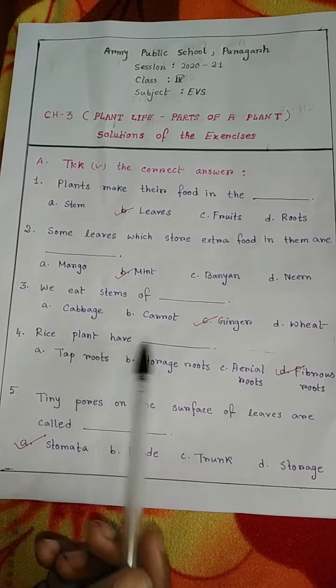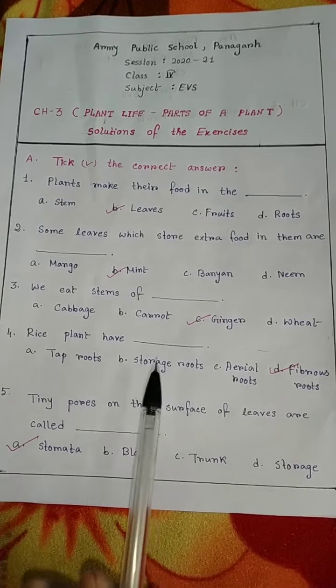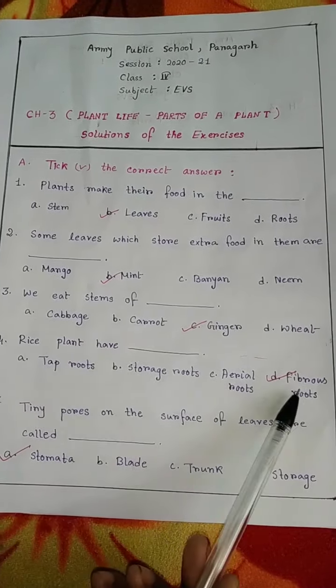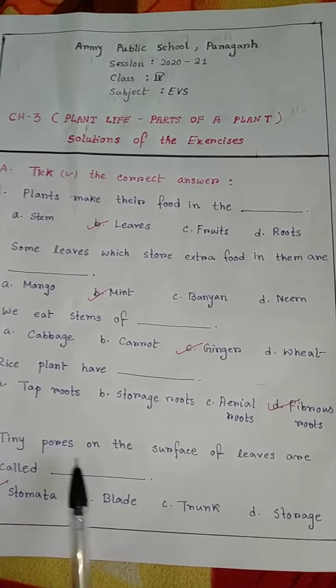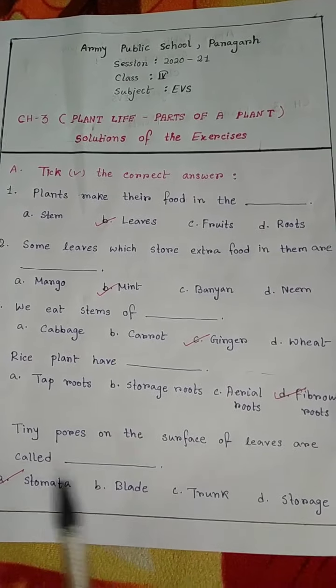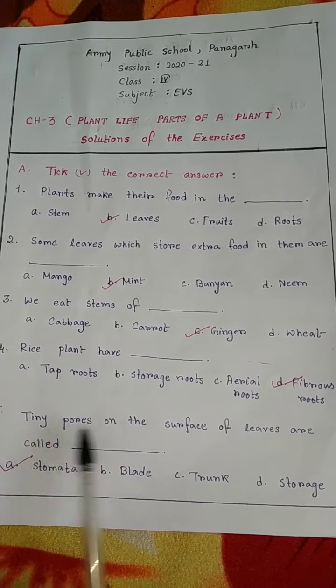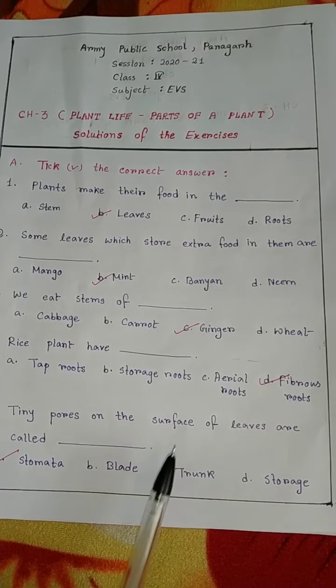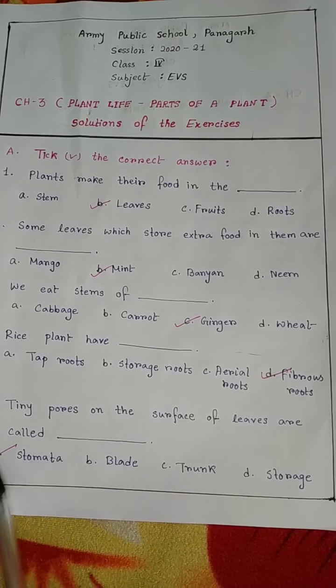Rice plant have dash. Taproot, storage root, aerial root, fibrous root. Rice plant have fibrous root. So D is the right answer. 5. Tiny pores on the surface of leaves are called dash. We know that tiny pores are called stomata. Surface means lower surface of the leaf. They are called stomata.